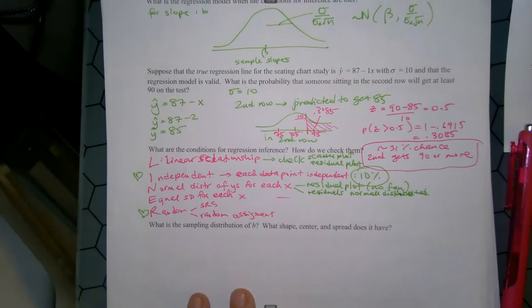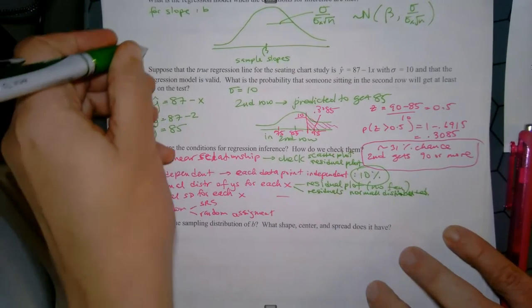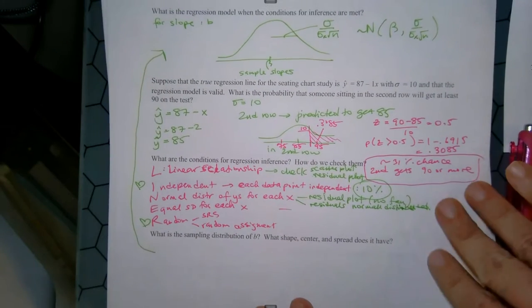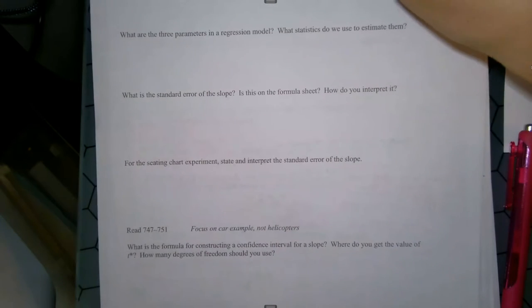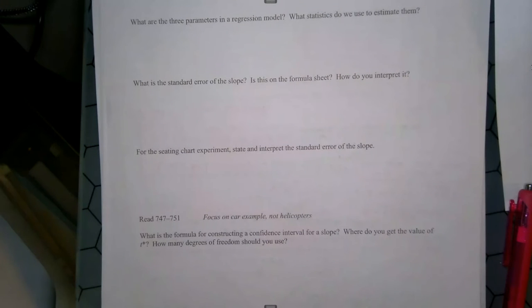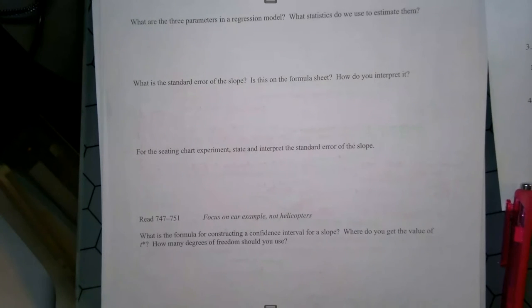All right, what is the sampling distribution of b? Accidentally did it up there. Shape, center, and spread. Got it. Oops. What are the three parameters in a regression model? What statistics do we use to estimate them? This is really bizarre. So, this is feeling like it's getting a little out of control.